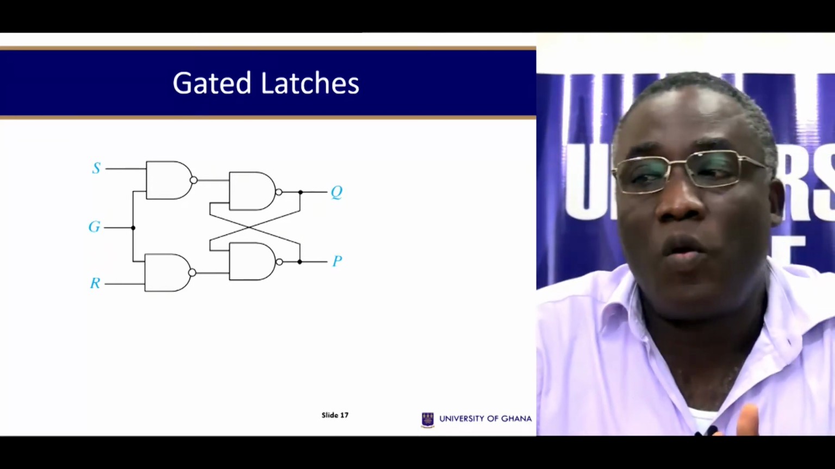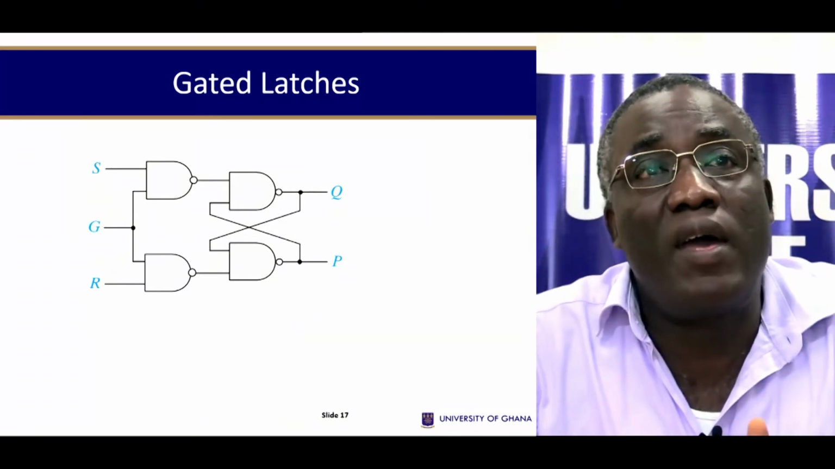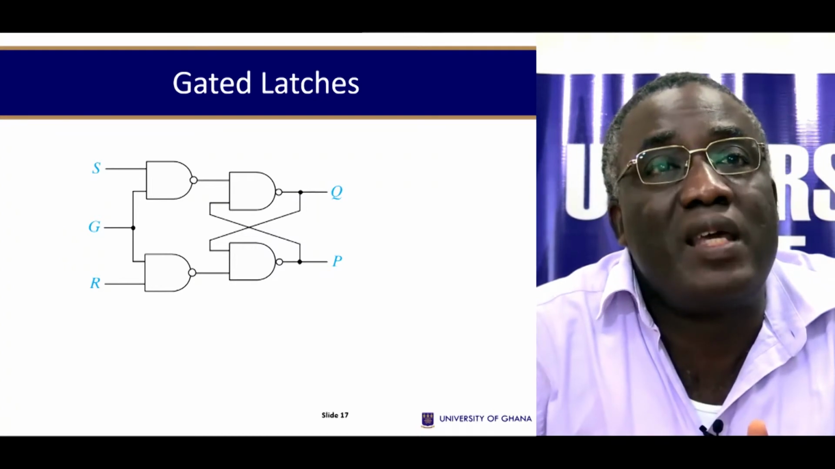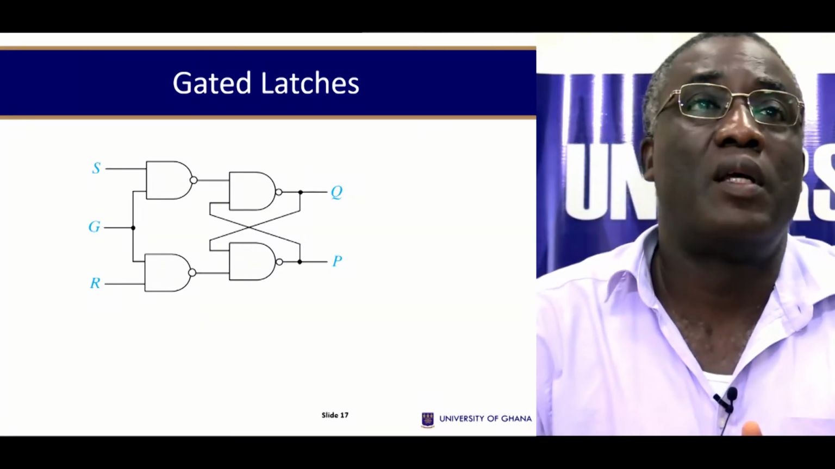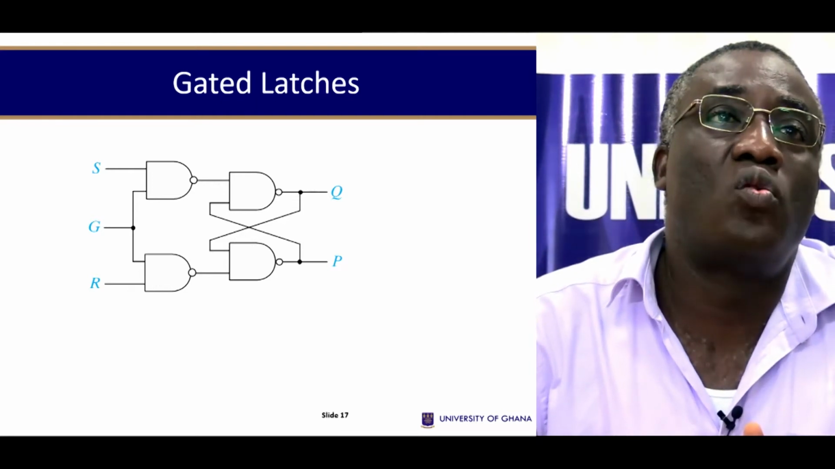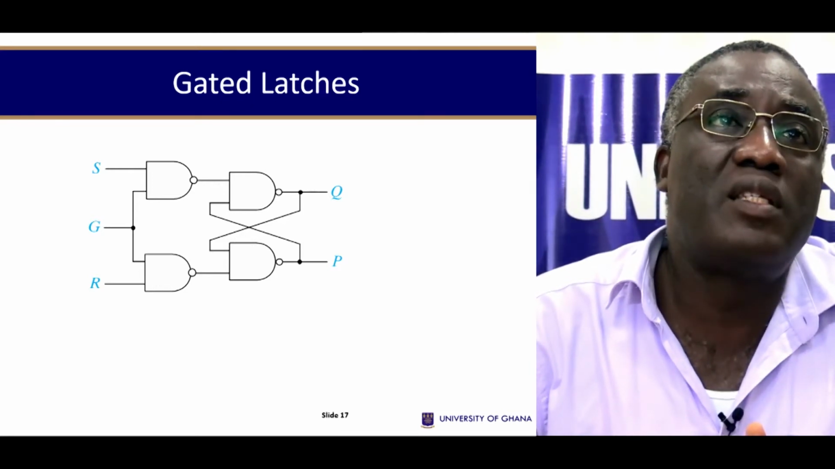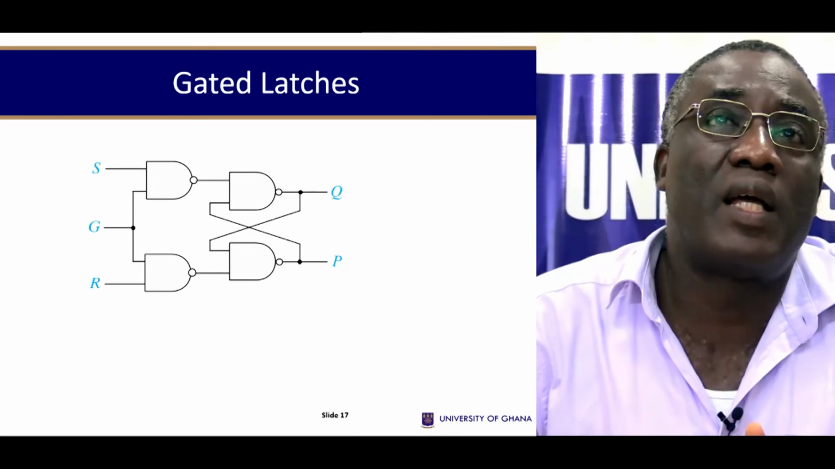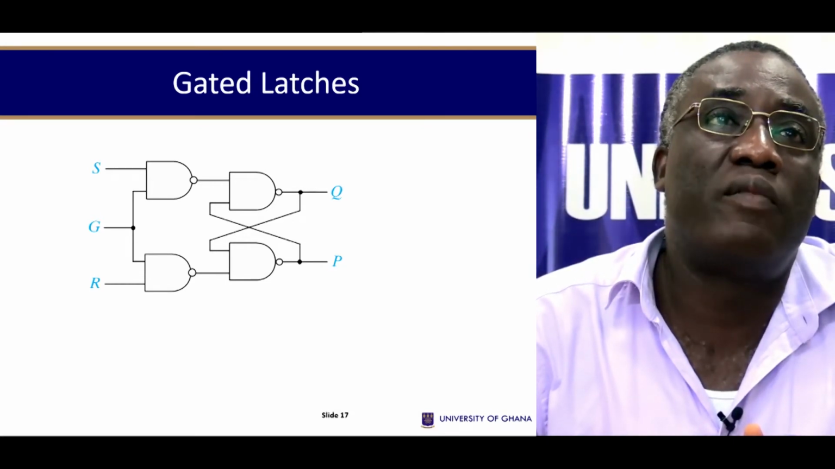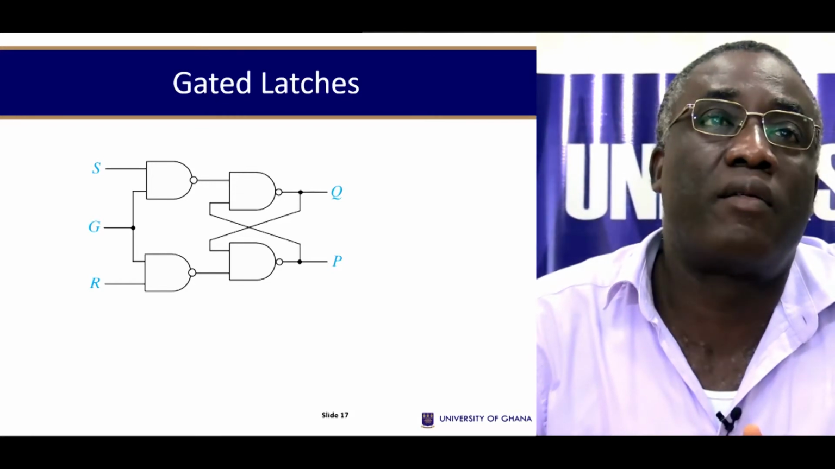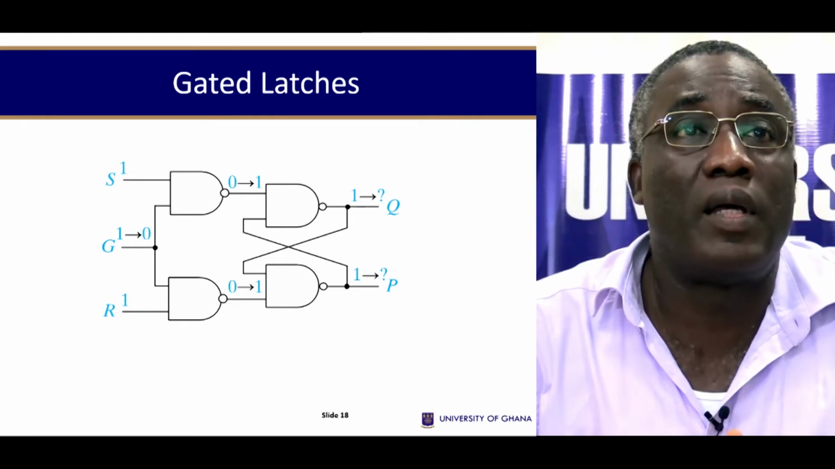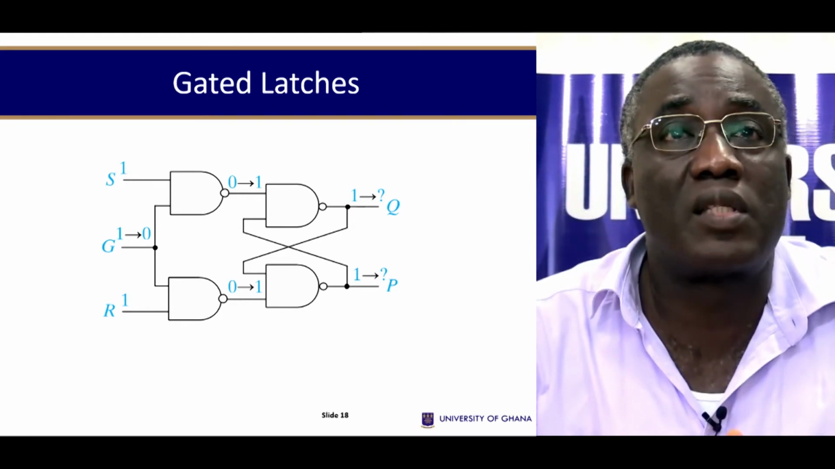And then what you should do here is try and see how this circuit would behave. So in other words, now you have an additional input G. When you change this G, how would the Q and the P behave given the input values of S and R? So you can work through this state by state or step by step.